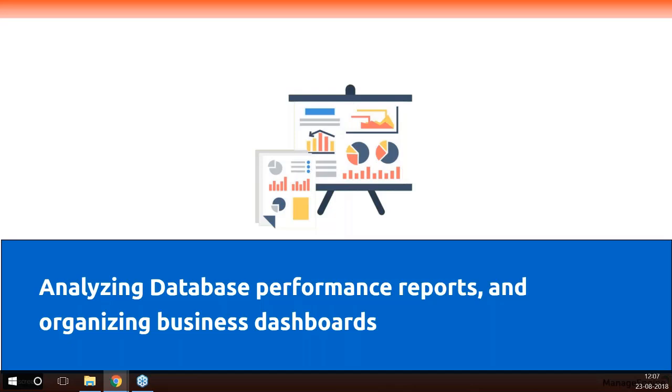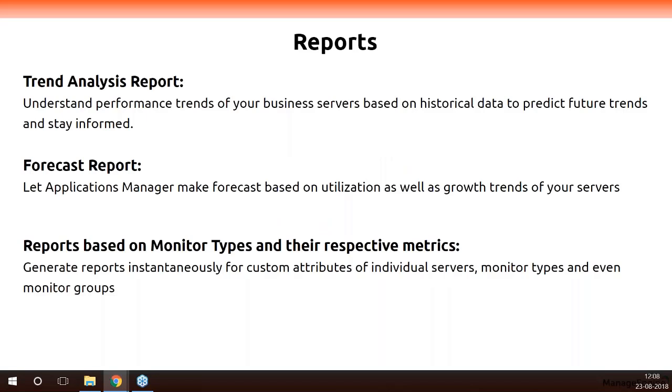So let's see some of the business critical reports that can be generated from the product UI. And we'll also show you how to create custom dashboards for database servers in detail. Reports can be classified as trend analysis report, forecast report, or you can also generate reports for custom attributes. So trend analysis, something like you must have history data, how the log file or data file usage was in the previous month, and how the current trend is going on for that specific attribute. That can be seen in trend analysis.